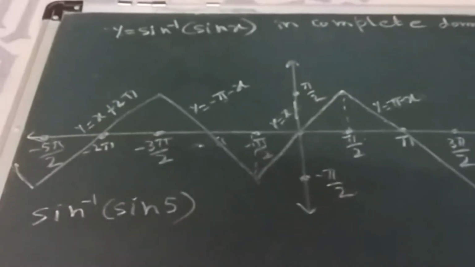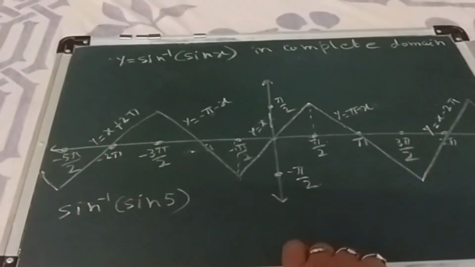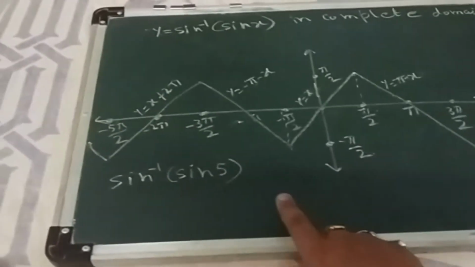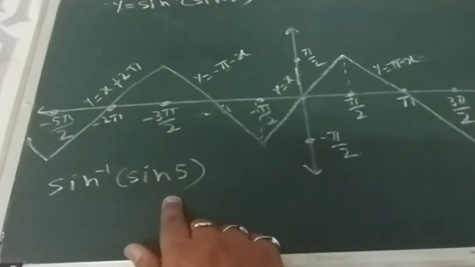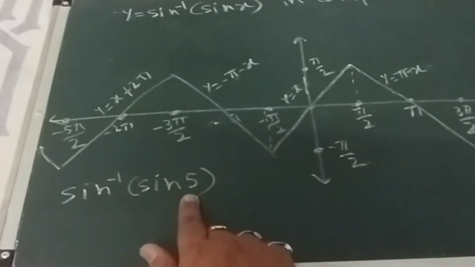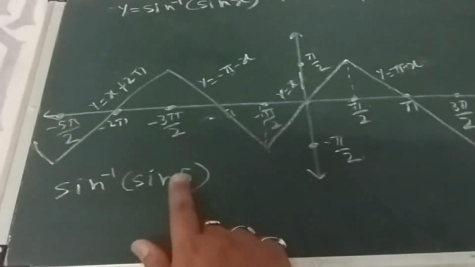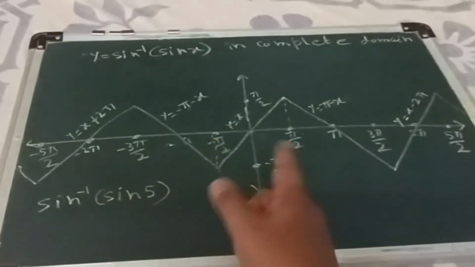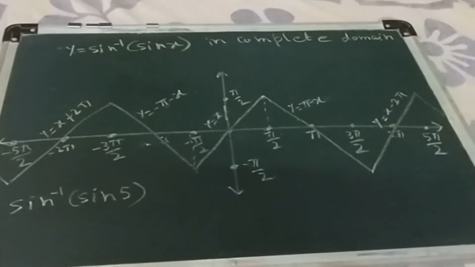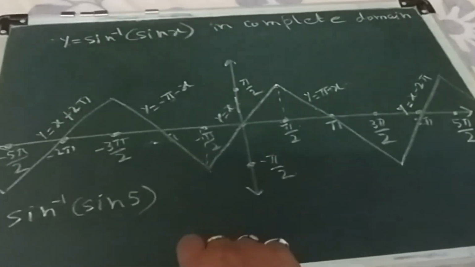Okay, so as I have told in my earlier video, I will solve this question. For solving this type of question, sine inverse sine 5, here it can be any number, 7, 8, 10, 2. Okay, this number is given in radian. We need this type of graph of sine inverse sine x. Okay, so let us solve this one.